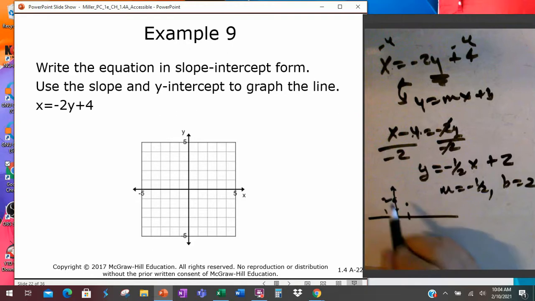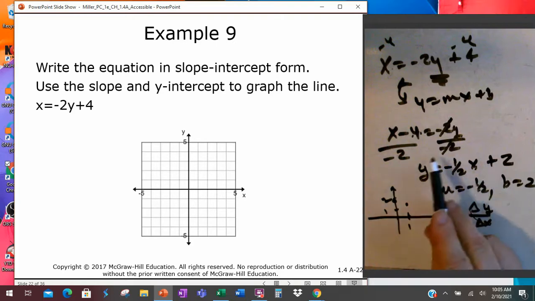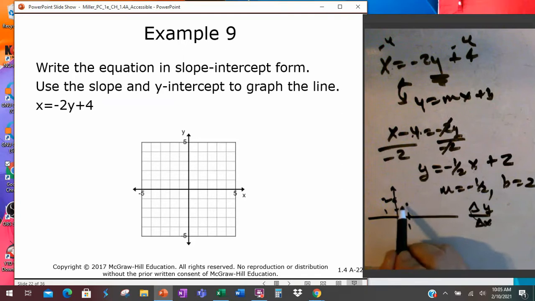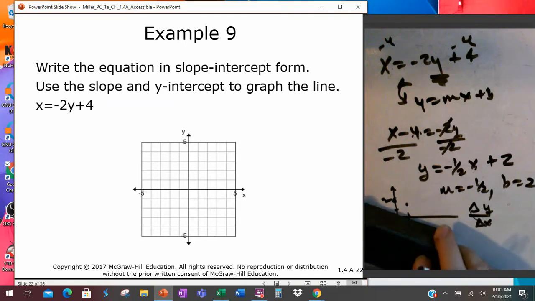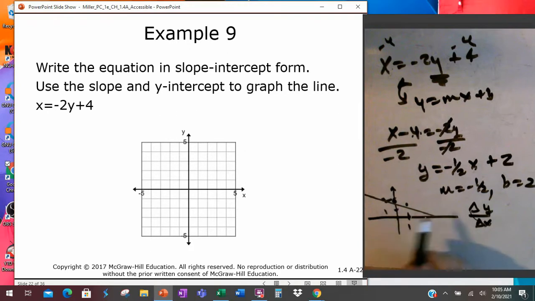So this is 1, 2. Here's my 1. If I went from 0, my starting point, and stepped over 1, because this is what we're doing, delta y divided by delta x. So if this was 1, the y value that I've dropped down is just that -1/2. Now that gives me a second point. And if I'm careful over here, that would be my graph without the x-intercept.